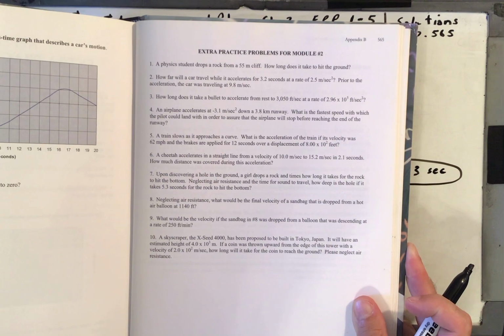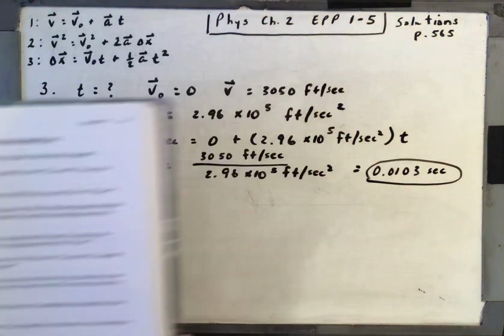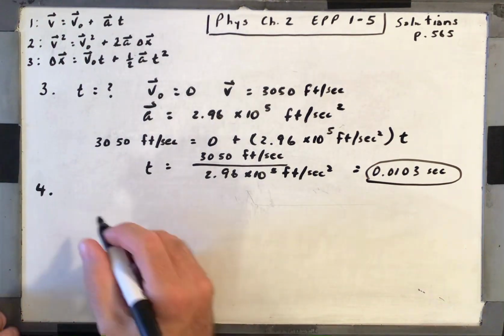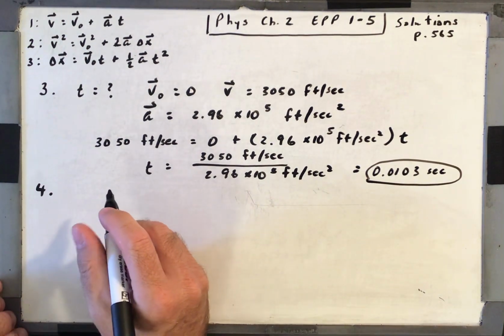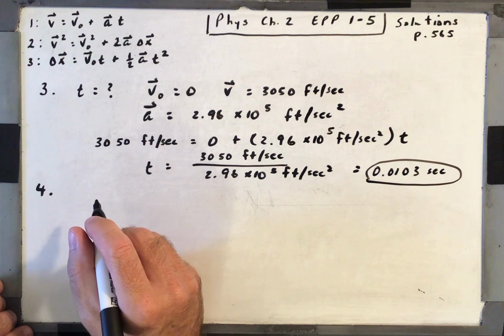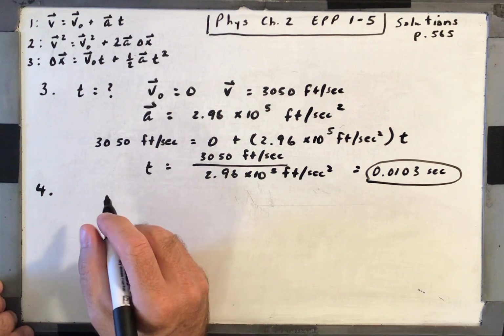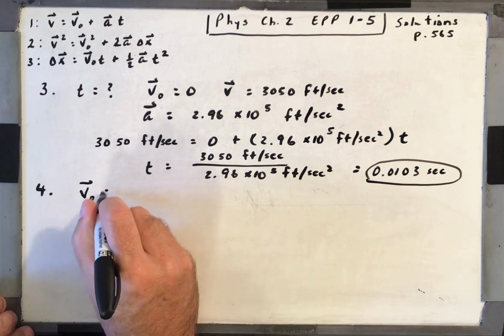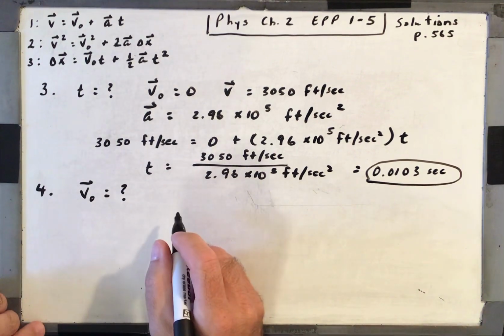What is the fastest speed with which the pilot could land in order to assure the airplane will stop before reaching the end of the runway? Okay. Well, what is the fastest speed with which it can land? So what is that? I'll give you a second to tell me what it is, or at least speak it to yourself. All right. That's the initial velocity. That's what we're solving for, the speed with which the plane can land.